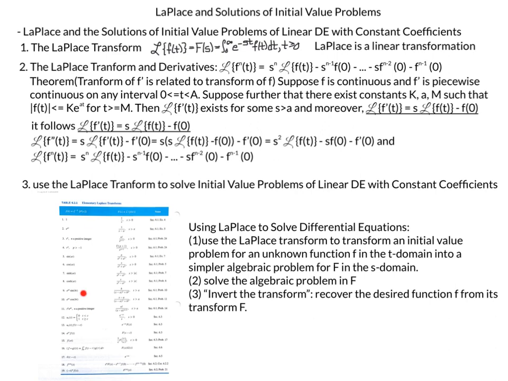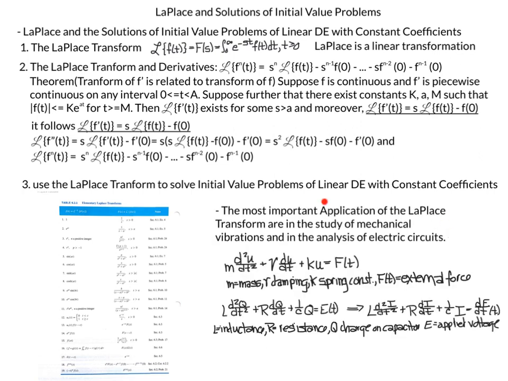So we have this table because we were using this to solve initial value problems, and the approach we had was first to take the Laplace transform of an initial value problem for an unknown function f in the t domain into a simpler algebraic problem for capital F in the s domain. Then we solved the problem for capital F, often using partial fractions. Then to go from capital F back to f, we need an inverse transform. But rather than calculating the inverse transform, which would involve complex analysis, we used this table here.